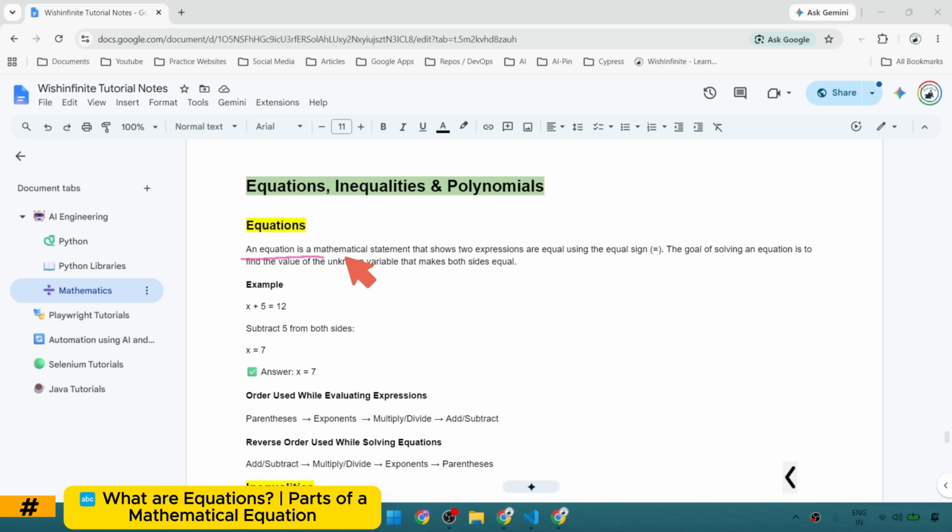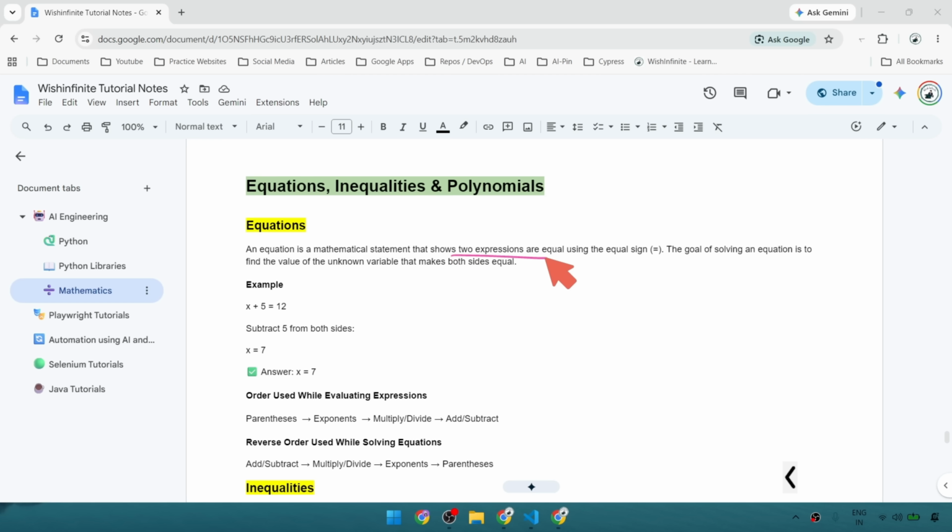An equation is a mathematical statement that shows how expressions are equal using the equal sign. The goal of solving an equation is to find the value of the unknown variable that makes both sides equal. Here is one simple example of an equation: x plus 5 equals 12. And here we are using this equal sign. So what does the equal sign mean? Equal sign means left side equals right side. So think of an equation like a balance scale. If both sides are equal, the balance remains stable.